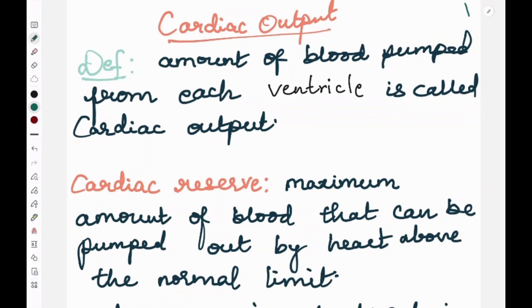Today's topic of discussion is cardiac output, which is an important essay question from physiology. So, what is cardiac output basically? We need to know the definition of cardiac output. It is the amount of blood that is pumped from each ventricle. We know that the heart consists of atria and ventricles. The blood that is pumped by the ventricles is called cardiac output.